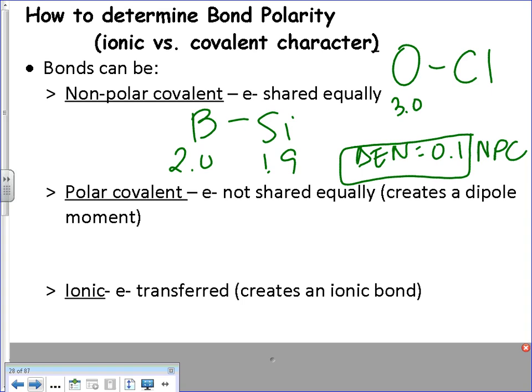What's chlorine for you guys? 3.0 or 3.1? Either way, it's still going to be a very small difference. So that would be, again, a situation where we have no difference. I am not going to draw a dipole moment on these because they don't have polar regions, so we do not draw a dipole moment.